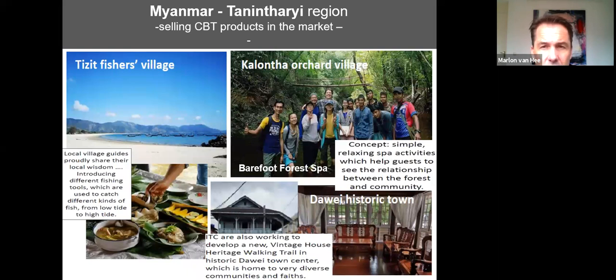In Kalonta, that's an orchard village, we developed a barefoot forest spa. It's a spa in the forest where people can walk in ponds, in small rivers, and feel also the heat beneath their feet. It's really a great experience in a really nice, beautiful, natural surrounding. And in the city of Dawei, it's a historic town, we have developed a Vantage House heritage walking trail in the downtown area, which is home to diverse communities and faiths. So these are CBT products that we are now pushing into the European travel market.